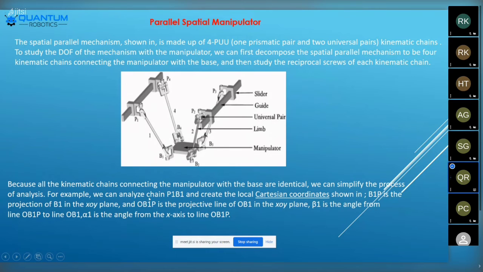For example, we can analyze p1 and b1, meaning point one and body one. Whatever it is, this is p1 and this is body one, interconnected with the working space as well as the limbing system of the particular slider wave, and p1 and b1 create the local Cartesian coordinate shown in b1 and p.